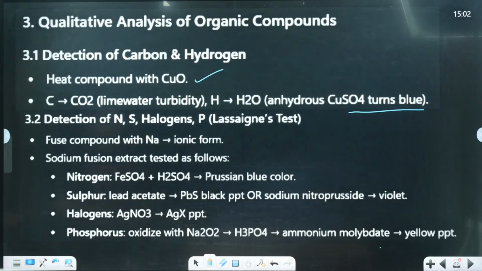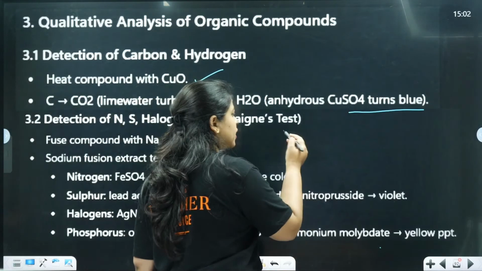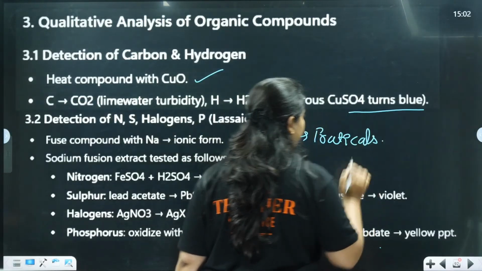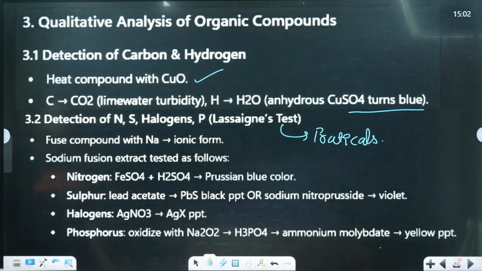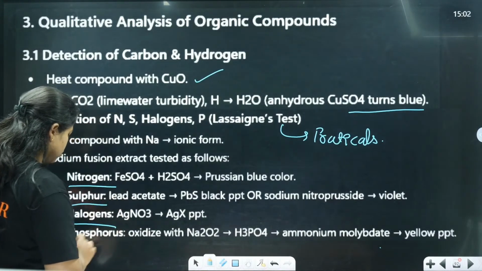Next, detection of N, S, halogens and P by Lassaigne's test. This is also important, I think these will be important in your practicals. I'm going to be fast here. This is not that important, but have knowledge about it. Fuse the compound with sodium, and the sodium fusion extract is tested as follows, for nitrogen, sulfur, halogens and phosphorus.